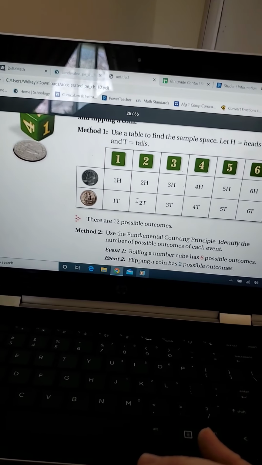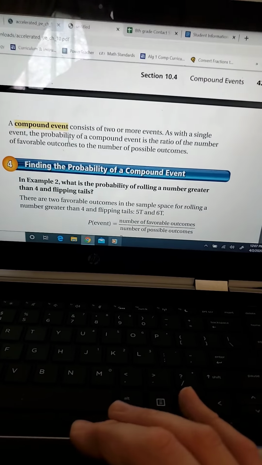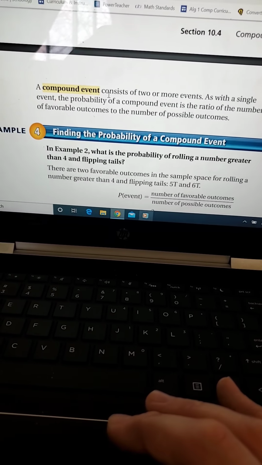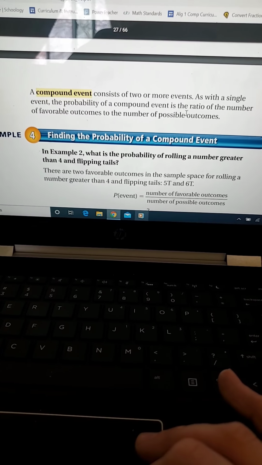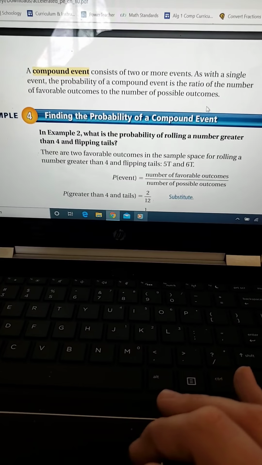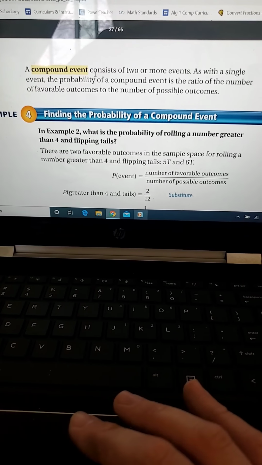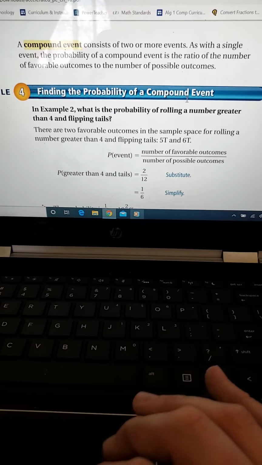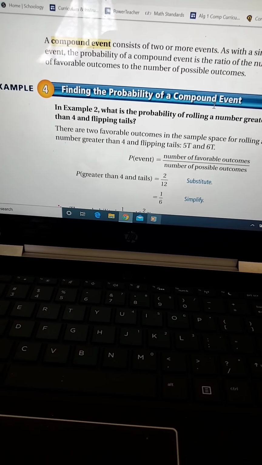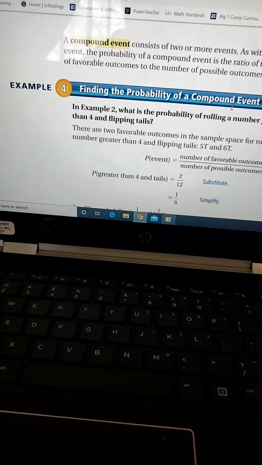Okay, so knowing that, I think I'm going to move down to compound. Okay, this is what we're supposed to talk about, compound probability. A compound event consists of 2 or more events. Okay, so as with the single event, the probability of a compound event is the ratio of the number of favorable outcomes to the number of possible outcomes. That's kind of what you were saying, and just like 5 people play baseball out of 10 people, what's the probability somebody plays baseball? 5 out of 10.